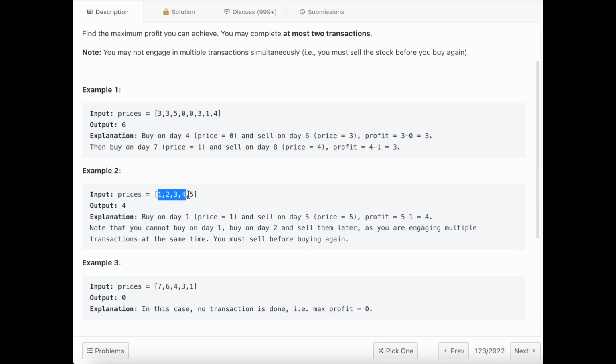So this is your prices array. If you purchase the stock on day 1 and sell the stock on day 5, you are going to achieve a profit of 4. The other way to visualize this is, if you purchase a stock on day 1 and sell the stock on day 3, you make a profit of 2. And I am again purchasing the stock on day 3 and selling the stock on day 5. So the profit is going to be 2 plus 2, that is 4.